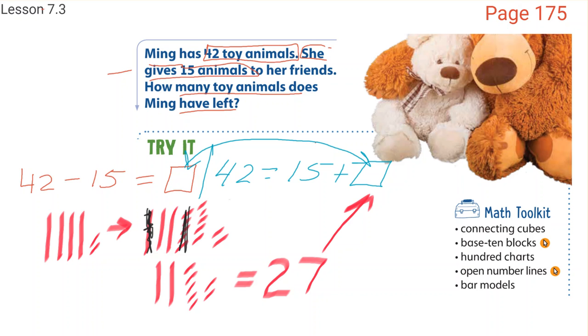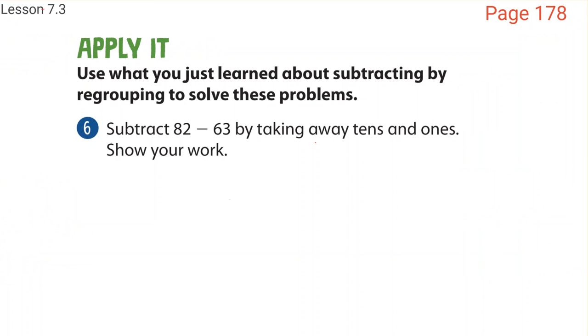All right, boys and girls, let's turn to the next page. We're on page 178, and it says Apply It Again. It says use what you just learned about subtracting by regrouping to solve these problems. Subtract 82 minus 63 by taking away 10s and 1s. Show your work. All right. Well, let's go back here. Let's look at 82 minus 63.